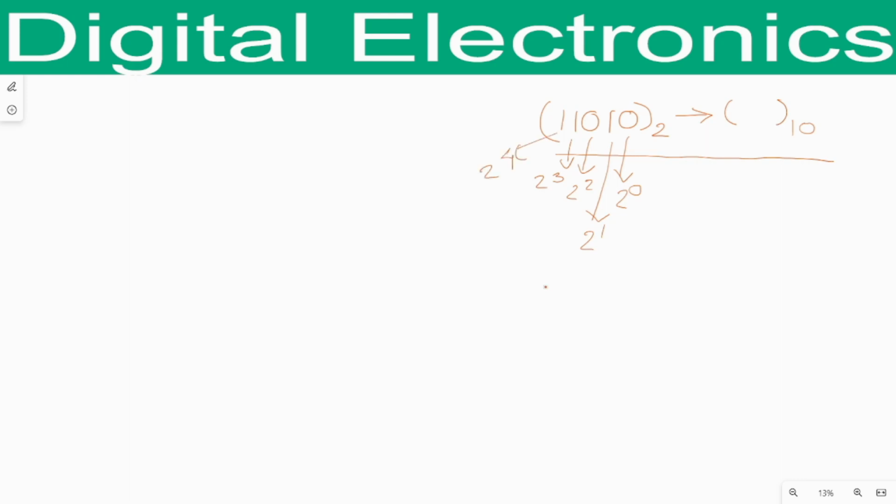So when we have to convert any binary number, or any number system, to the decimal number system, at that time we need to multiply the weight of that number system with that particular bit. It means that we have to multiply 2 raised to power 0 with this 0, and 2 raised to power 1 with this 1. Okay, so let's start our conversion.